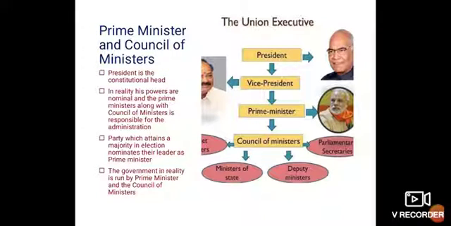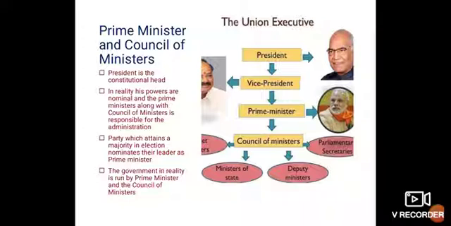Next, we will see the prime minister and the council of ministers. The president is the constitutional head. However, in reality, his powers are nominal, and the prime minister, along with his council of ministers, is responsible for the administration. So up to this point we understood that though the president's honor and importance are very much, no doubt, he is the constitutional head, and the prime minister and the council of ministers are the executive head. They are responsible for all the administration of the country.